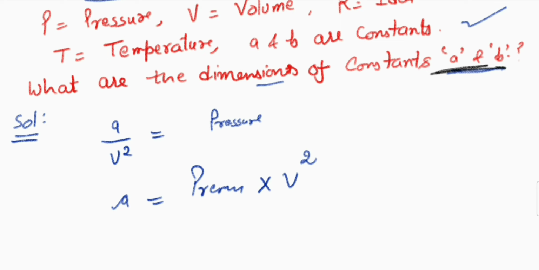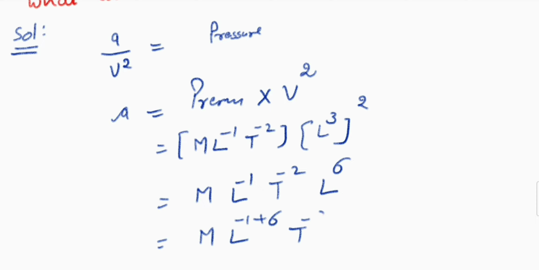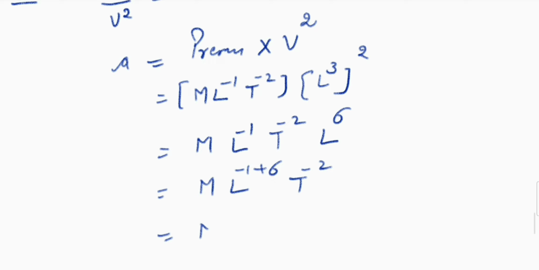Now we'll write the dimensional formula for the pressure. The dimensional formula for pressure is M L minus 1 T minus 2, and for volume it is L cubed raised to power 2. So this will become M L minus 1 T minus 2 L raised to power 6, which is equal to M L raised to power minus 1 plus 6 T raised to power minus 2, which is equal to M L raised to power 5 T minus 2. So these are the dimensions of A.